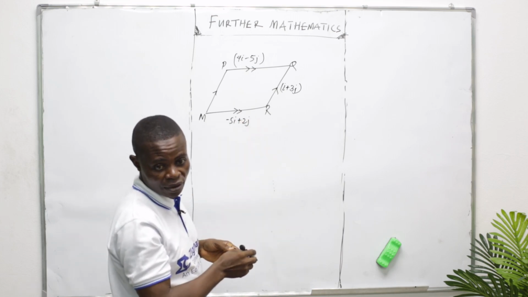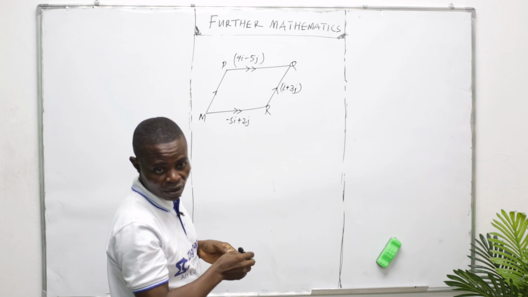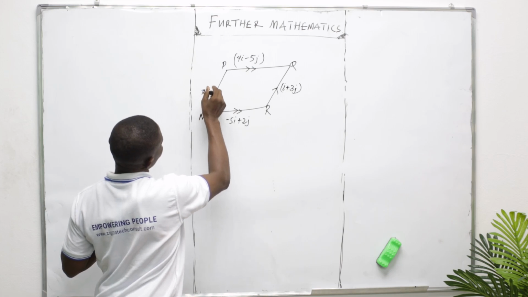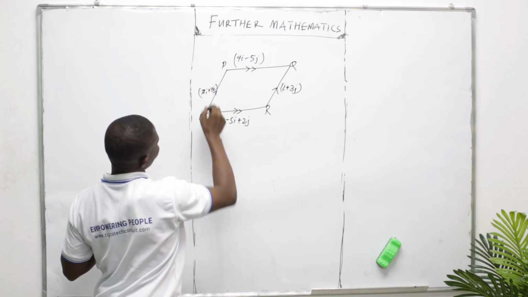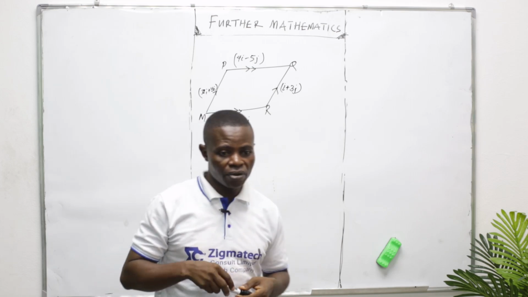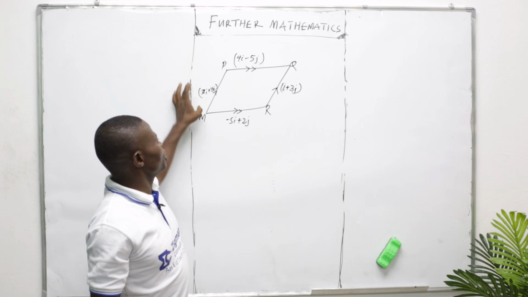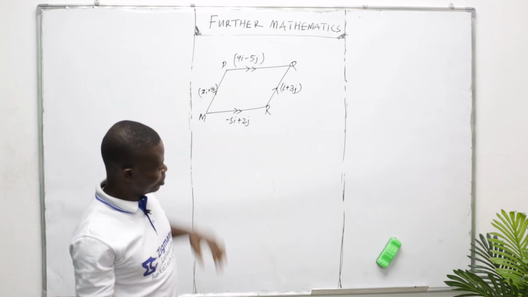Finally, I have the unknown as xi plus yj. Now, we are looking for who? The coordinates of the point M, which is this. We are looking for this.